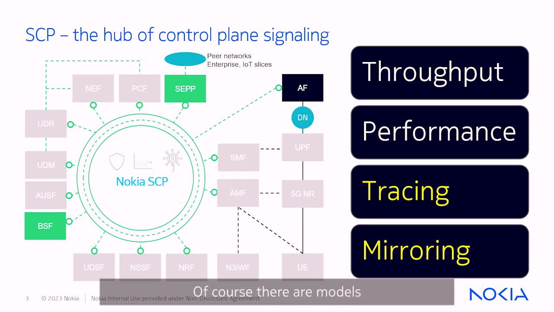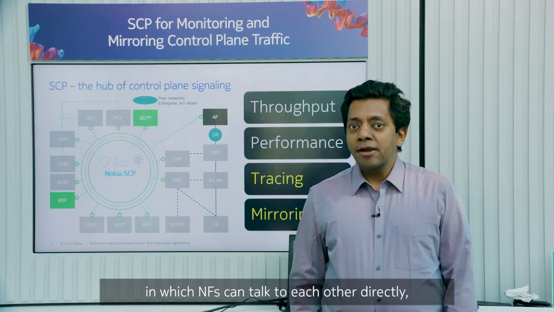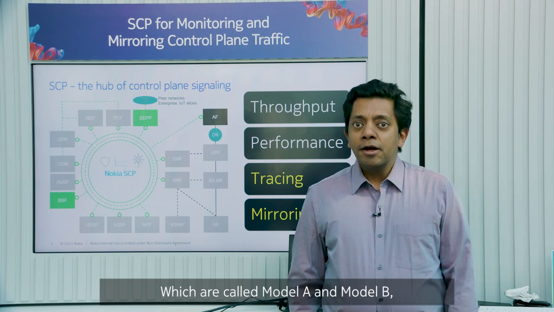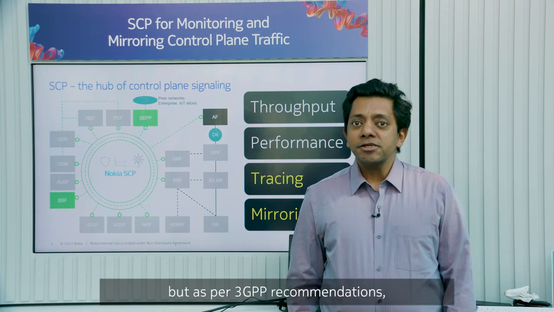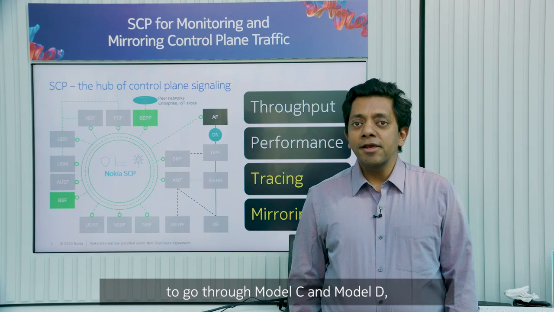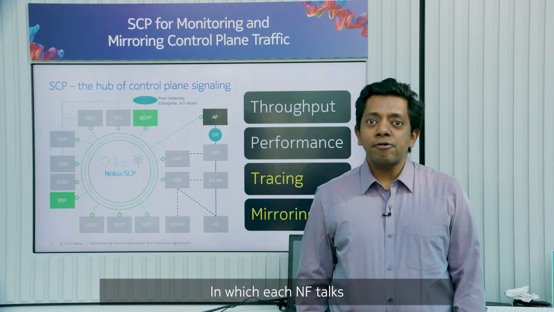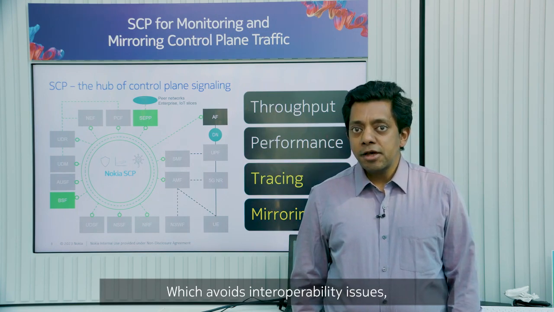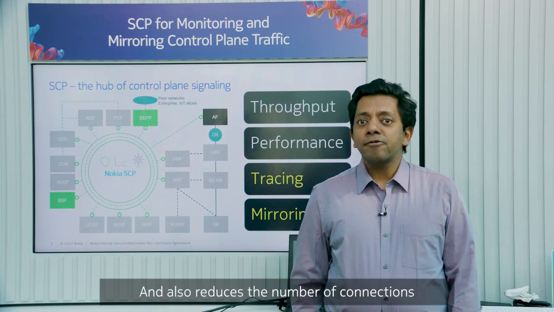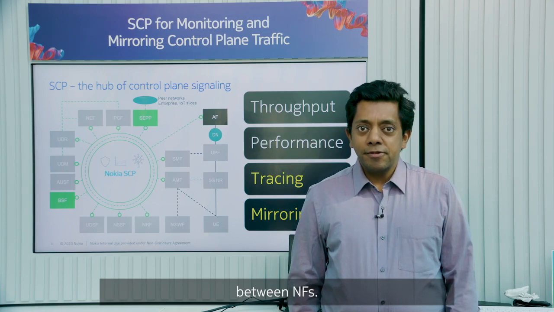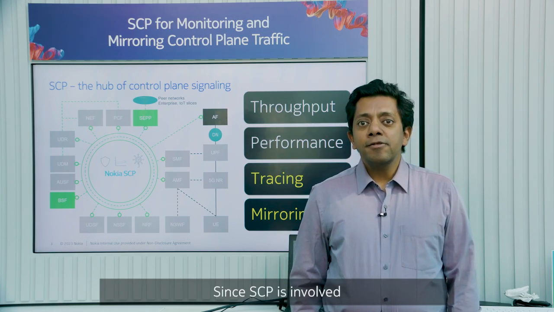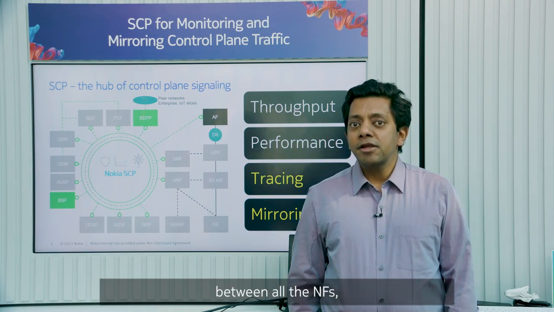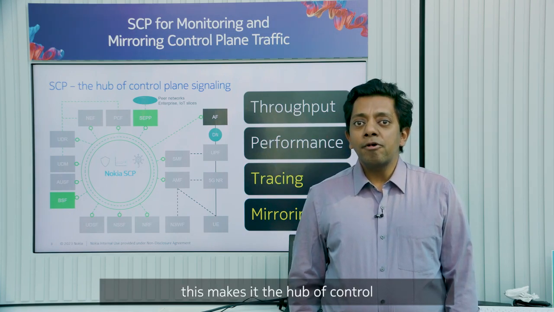Of course, there are models in which NFs can talk to each other directly, which are called Model A and Model B. But as per 3GPP recommendation, it is recommended to go through Model C and Model D, in which each NF talks to the other NF via SCP, which avoids interoperability issues and also reduces the number of connections between NFs.